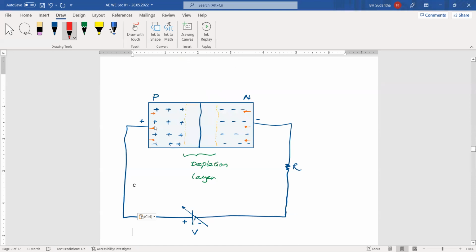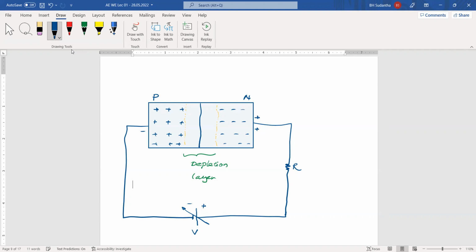So now we have applied the battery like this, but shall we change the polarity? We take the positive side to this side and the negative side is here. And again, this is a variable one. The voltage can be varied. This is the positive side of the battery, and this is the negative side.